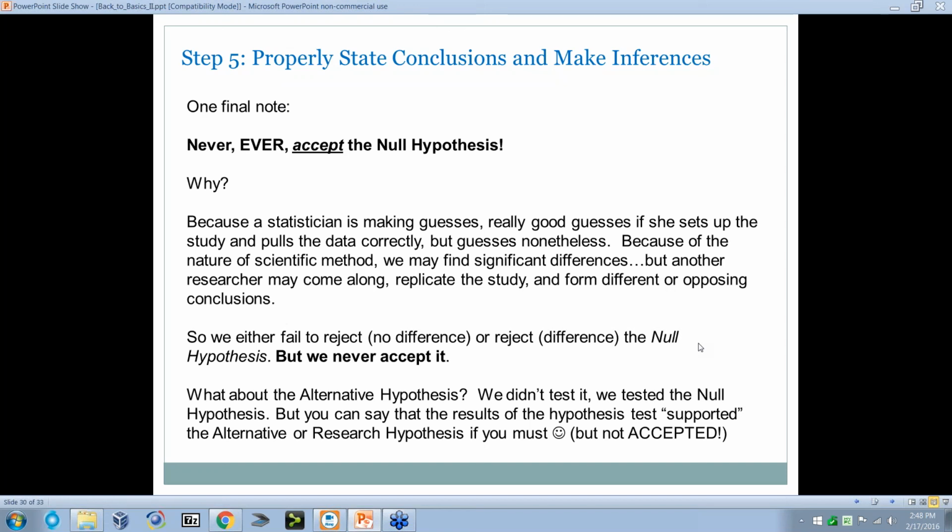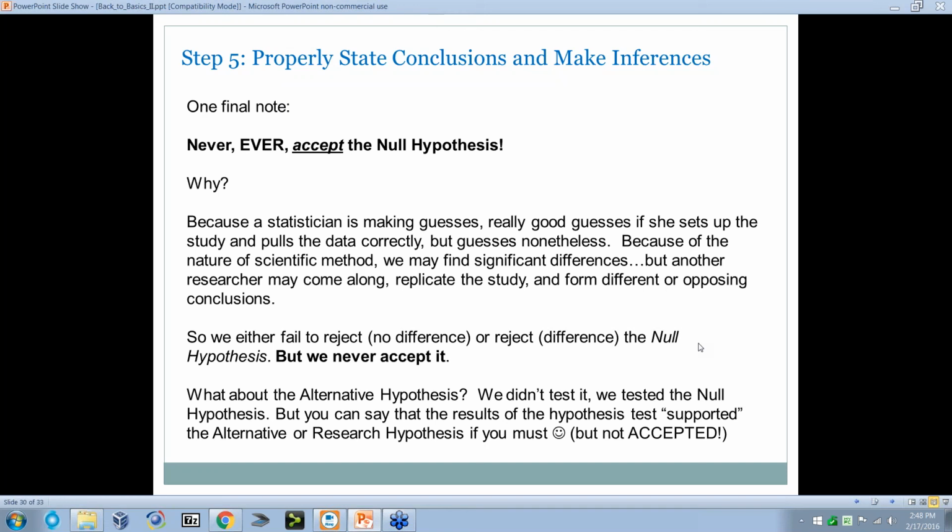So we either fail to reject when we have no difference between the groups, or we will reject it if there is a significant difference, but we never accept it. Acceptance means we're done, we've accepted it, no more needs to be seen. That's not true with scientific method. It's never done.